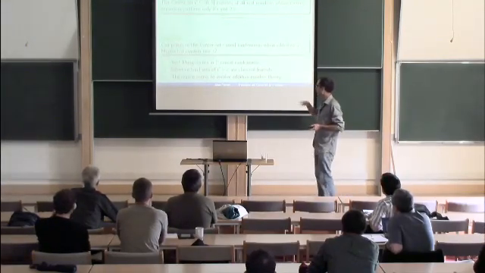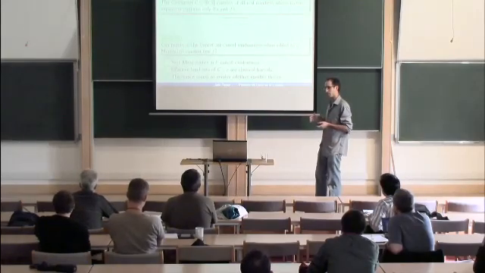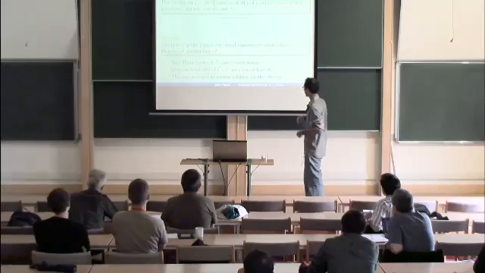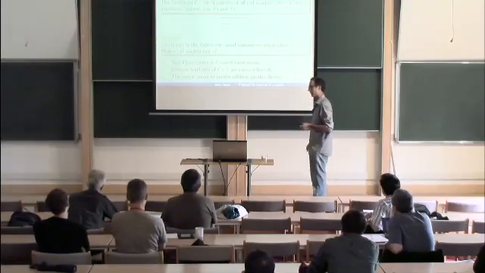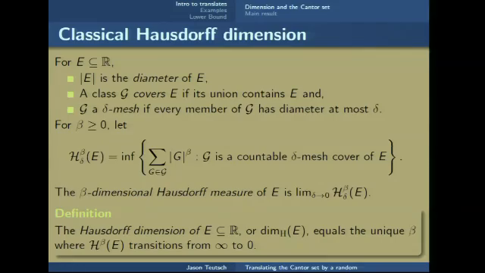It turns out that if you look at all the sets that have a particular effective dimension in the translated Cantor set, you get kind of a classical fractal that would be okay for normal analysts. And I guess the reason seems to involve additive number theory, so that's what I'm going to try to explain now. So I'll review classical Hausdorff dimension for a moment.